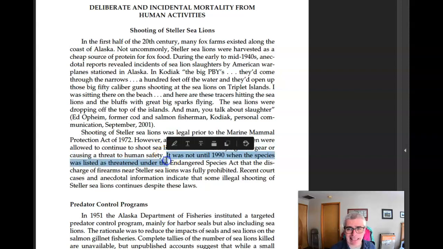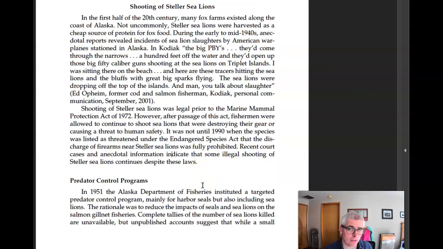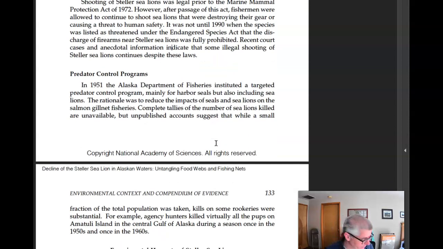And it was not until 1990, when the species was listed as threatened under the Endangered Species Act, that discharge of firearms near Steller sea lions was fully prohibited. So it wasn't until 1990 that it was actually put into law, or made illegal. There are a few recent cases of people being charged for shooting Steller sea lions, especially with the Bristol Bay fishery and others. Crabbers apparently have a real bone to pick with Stellers.